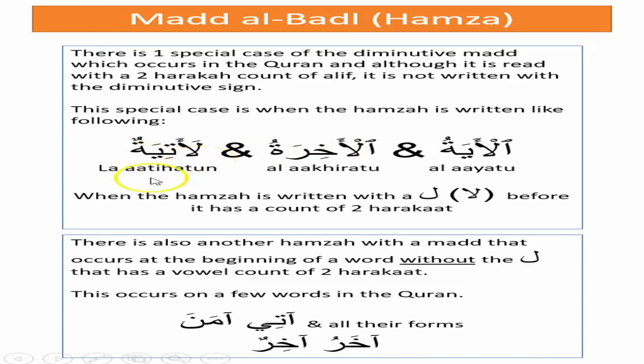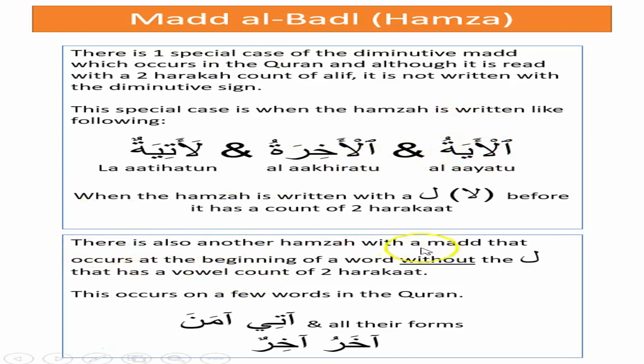la-atiyatun. So when the hamza is written with a lam, meaning the lam before it, it has a count of 2 harakat. So the hamza has a count of 2 harakat. Al-ayatu, al-akhiratu, and la-atiyatun. There are others, but these are the most common. So remember, whenever you see the hamza written with this alif lam, in these words specifically, then it will be with a Mudd, and this is called the Mudd Badl.